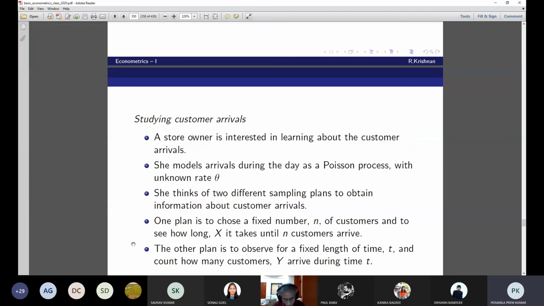Yes, sir. Now the question is, which plan is going to give you better information? Simply, which sampling plan is better? Sir, I think plan 2. Is it Drishan? Yes, plan 2. Okay, I'll come back to this problem much later.